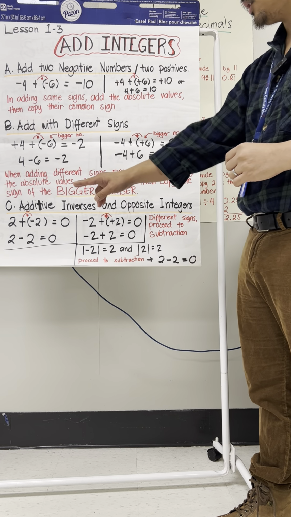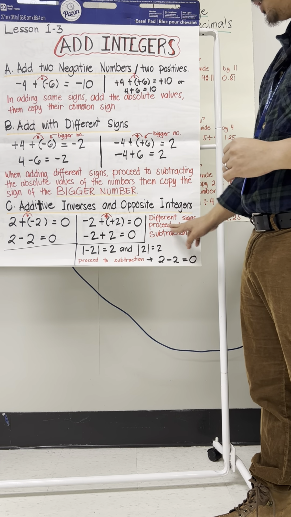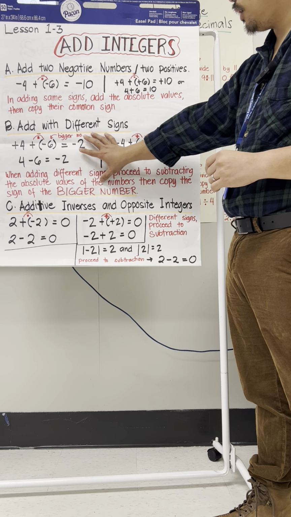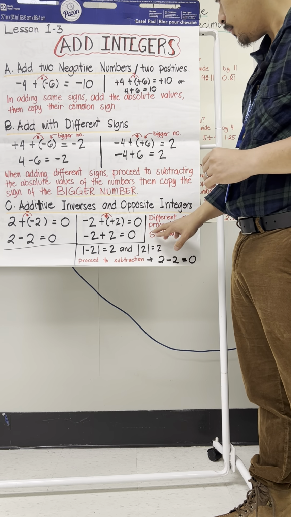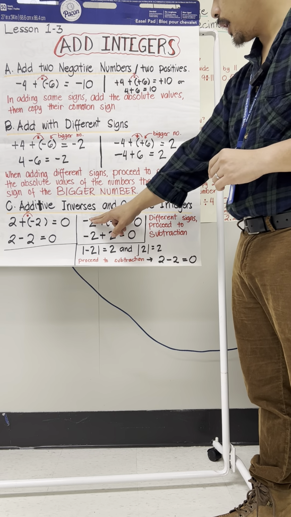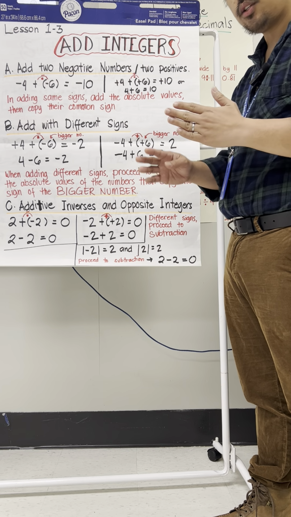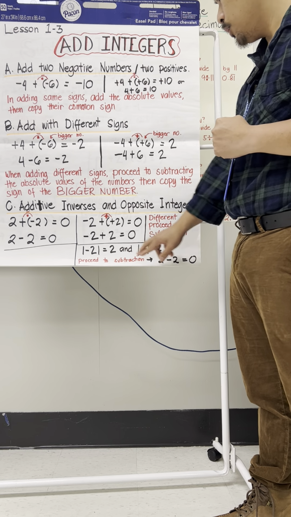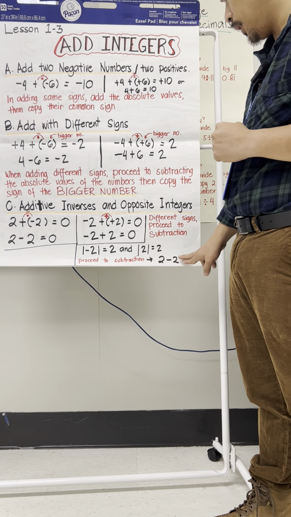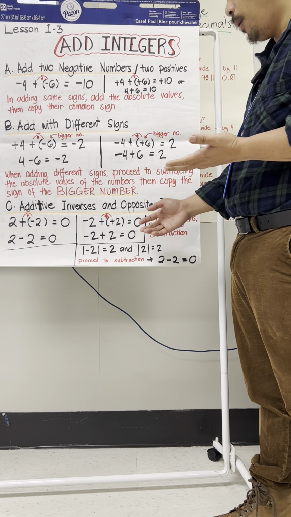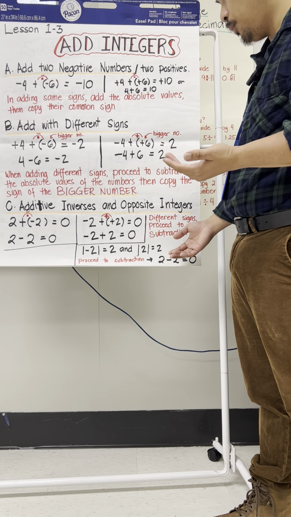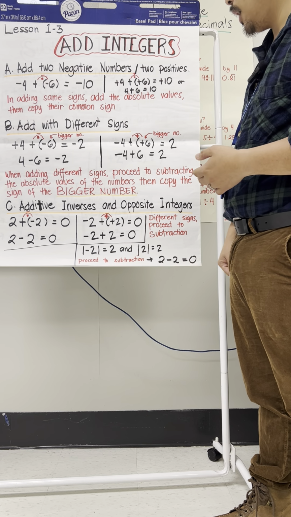Since they are holding different signs, you will proceed to subtraction, just like what we did with lesson B. So therefore, +2 and -2 cancel each other out, they become 0. So 2 minus 2, we proceed to subtraction, then no one holds the bigger number, so therefore that will be a 0.